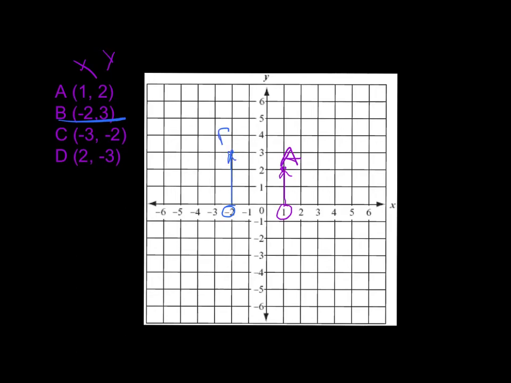To find point C, I would find negative 3 on my x-axis, find negative 2 on my y-axis, and find where they meet up. Finally, for point D, I would find 2 on my x-axis, negative 3 on my y-axis, and find where they meet up.